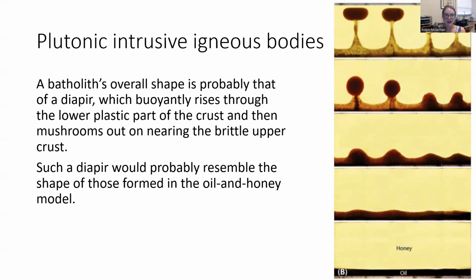So this diapir buoyantly rises upward through the lower part of the crust, which is kind of plastic, not quite flowing, but a little mushier than the rock at the surface, a little easier to bend. And then when it gets into the upper brittle crust, it mushrooms out, right? Creating that large balloon shape. So in this image, it's showing honey rising up through oil to imitate the batholith, or the magma that creates the batholith, rising up through the continental crust.